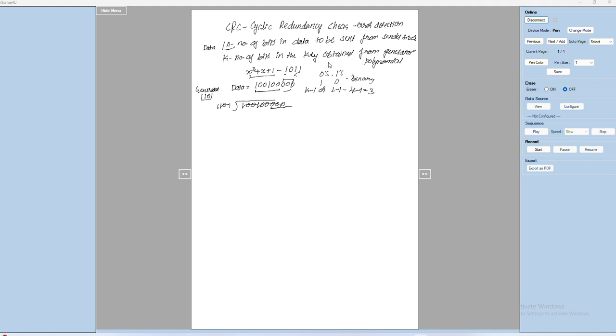Why are we adding these three zeros? Because we have to append zeros, not three zeros, student. Now, how have we decided that only three zeros we have to append? Using this formula, that is L minus 1. Now, we are going to divide this given data with the divisor 1 1 0 1.